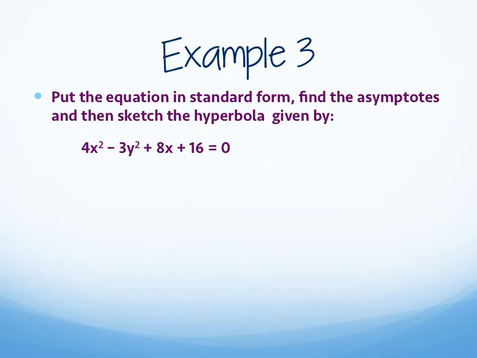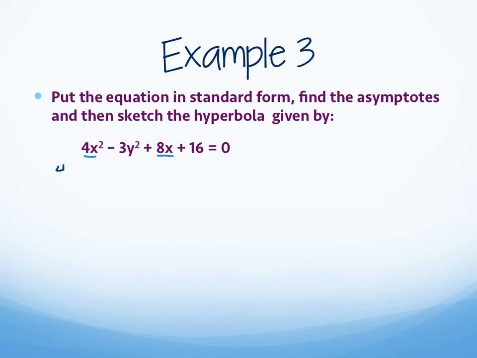All right, this one says, put the equation in standard form, find the asymptotes, and then sketch the hyperbola given by. And this time, it is not in standard form. There is a complete the square component because you have both an x squared and an x. The good news is you don't have to do it with the y. You only have to do it with one of the variables. Sometimes you'll have to do it with both.